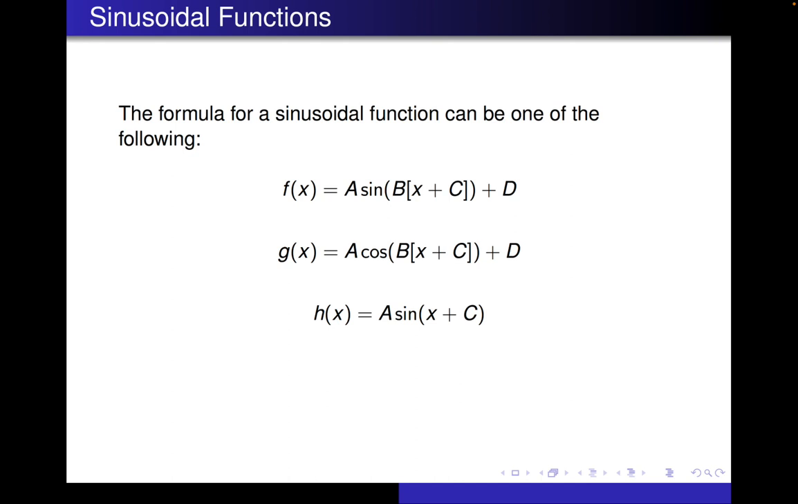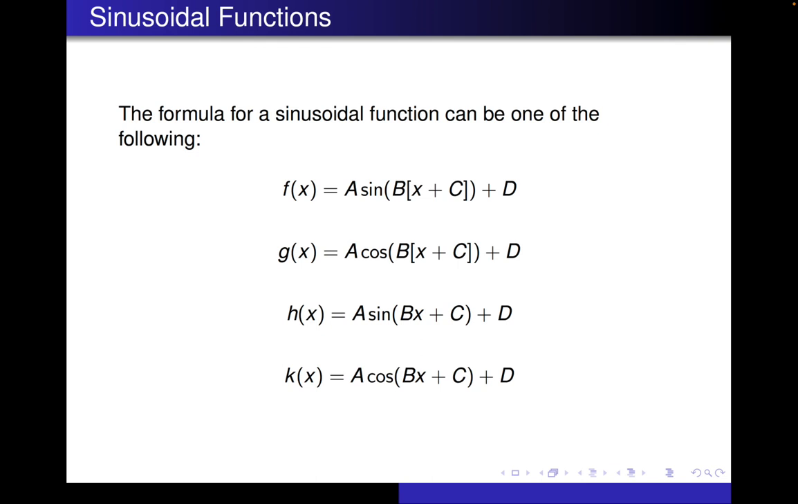So I'm going to replace x with x plus c. Then I'm going to do a horizontal scaling, replacing x with b times x. Notice when I do it in that order, I don't have the parentheses around x plus c. And then I'm going to do a vertical translation. And of course, you can do the same with cosine.